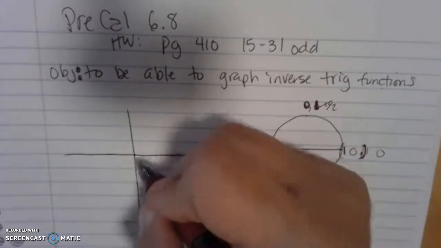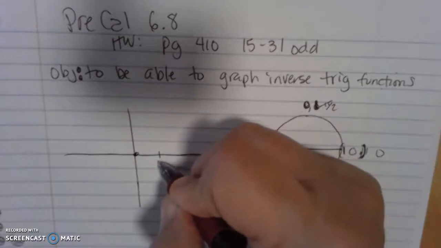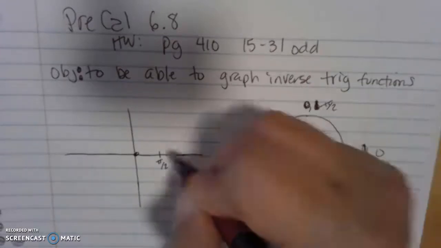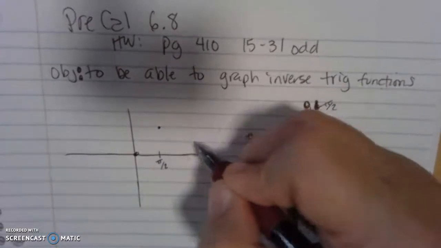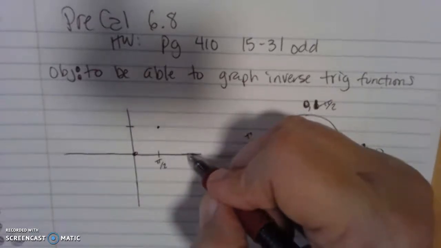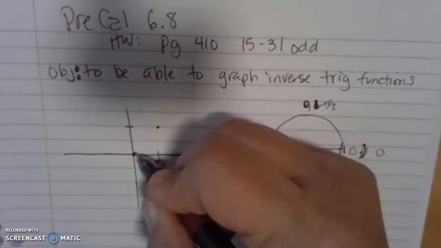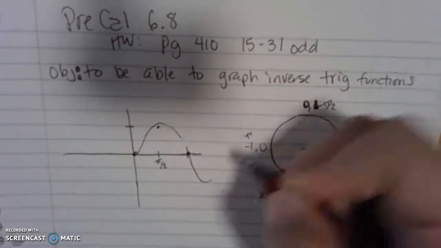So at 0, we have (0, 0). At pi halves, we have (0, 1). At pi, I'm at 0 again. So here's our little snake. We know that sine is going to look like this.